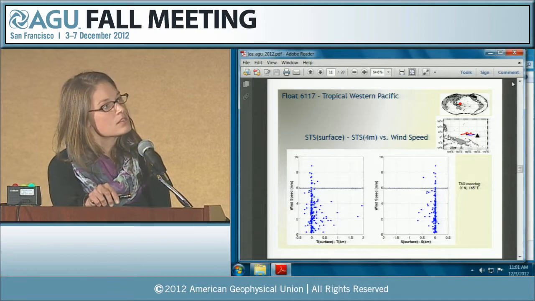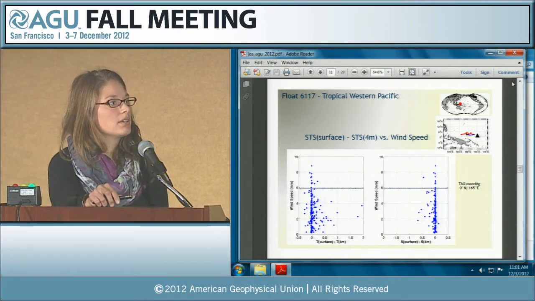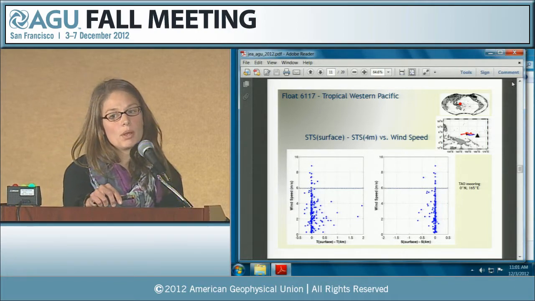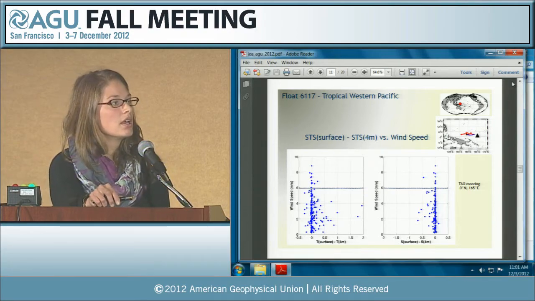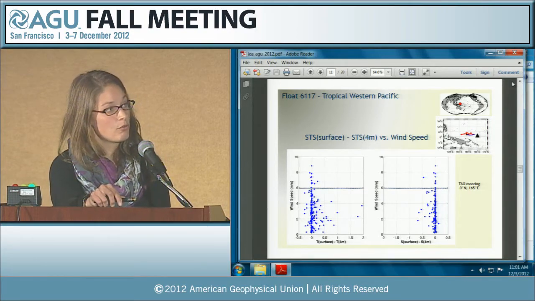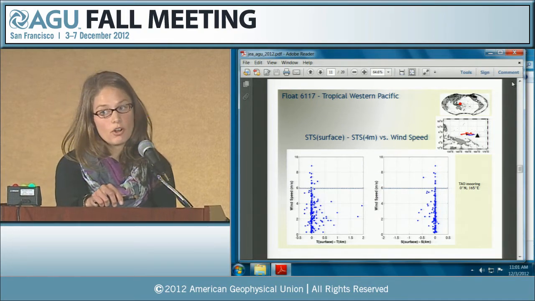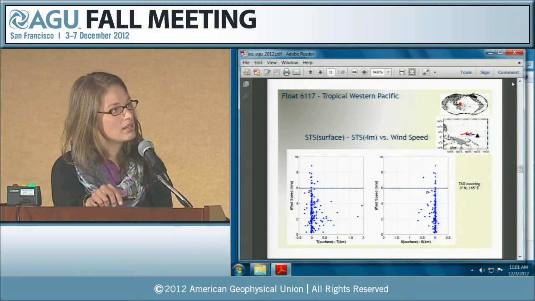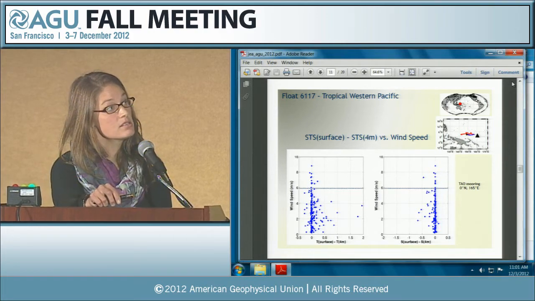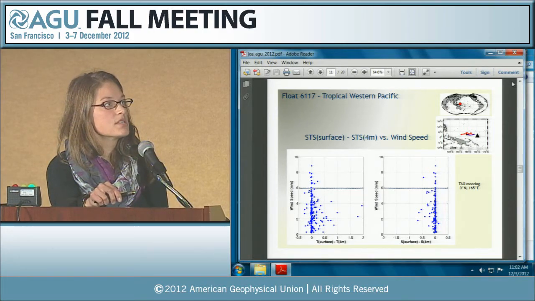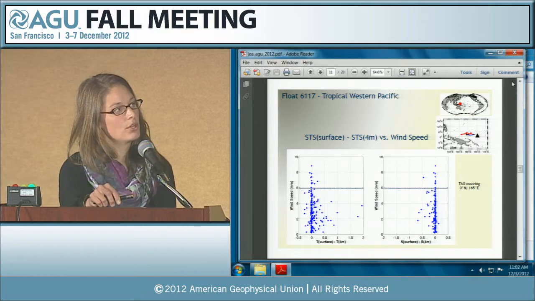So to get a better feel for under what conditions Aquarius and Argo might be different, shown here is the difference from the surface in 4 meters versus wind speed from a local tow mooring at 0 degrees north, 165 east. We can see that above wind speeds of approximately 6 meters per second, there's pretty good agreement.